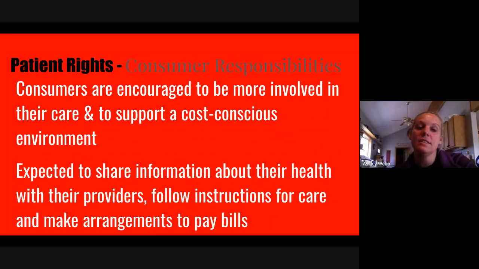Another thing is that patients are expected to actually share information about their health with providers. If you come in complaining that you have had a horrible cough and that you can't breathe, you're short of breath, but you fail to mention that you've smoked for 10 years, that's not being upfront and honest about your health with the providers. We might go dig deep and order all kinds of testing and everything else to get to the bottom of this cough, when in fact it's just a smoker's cough.